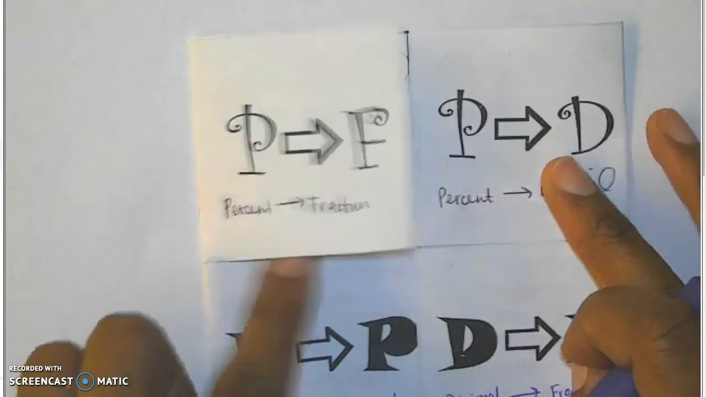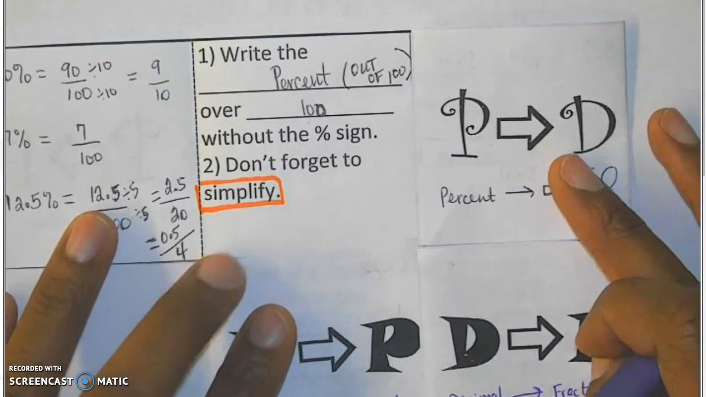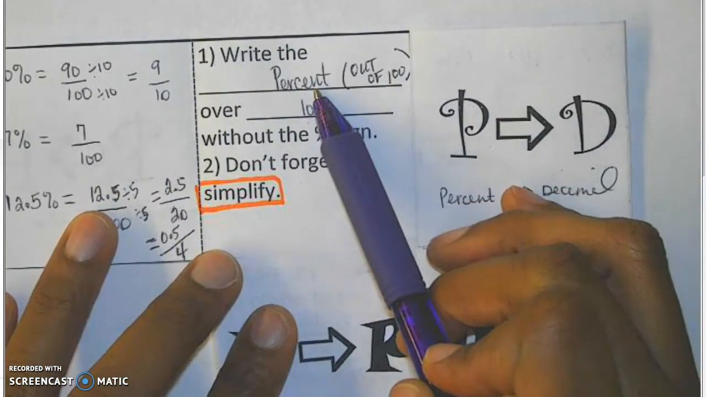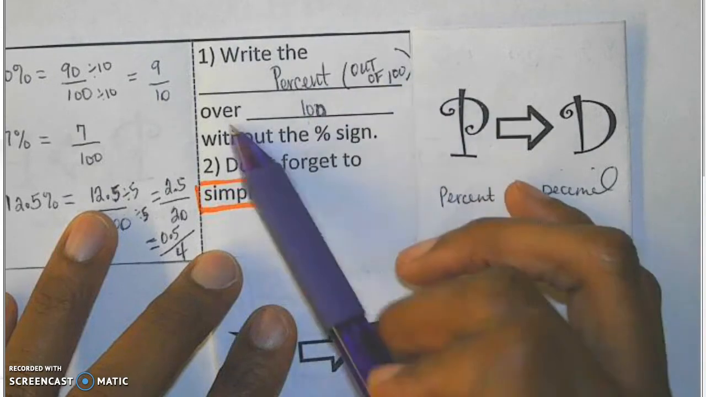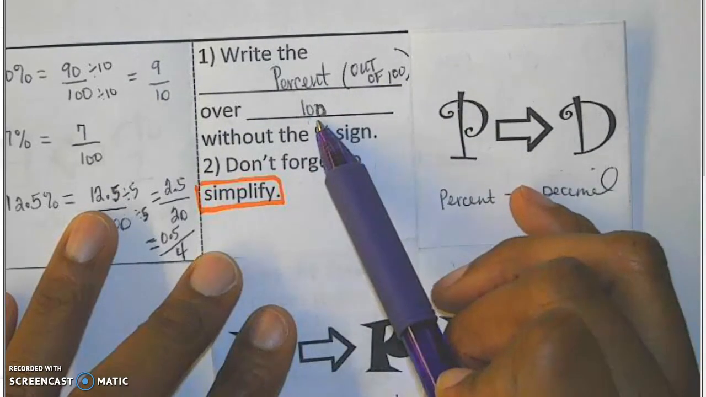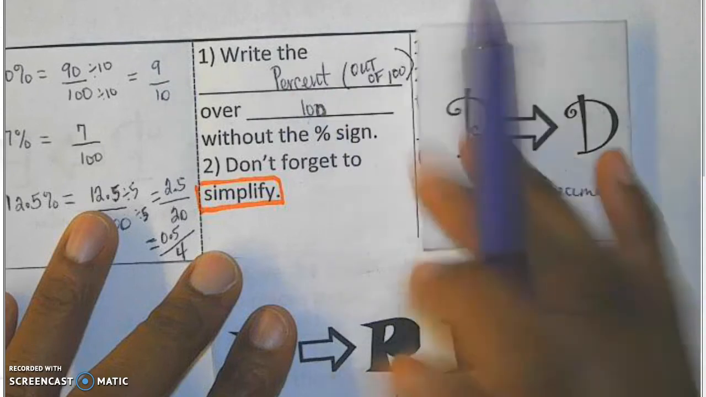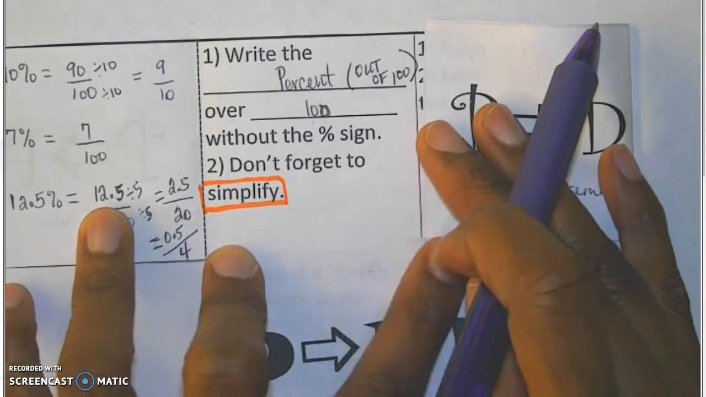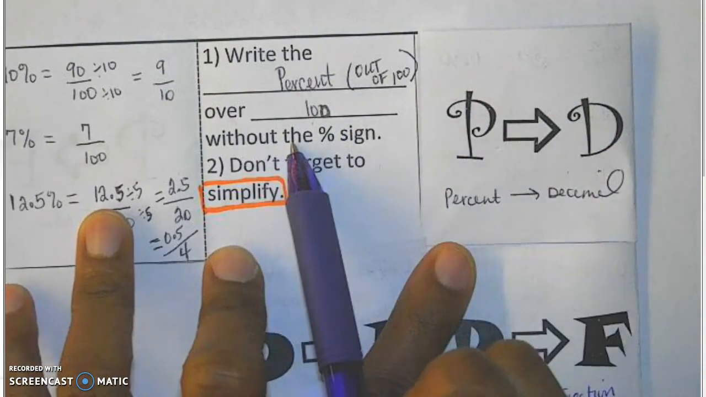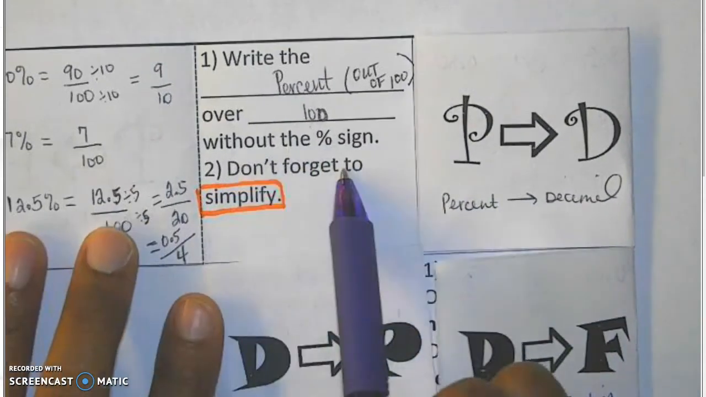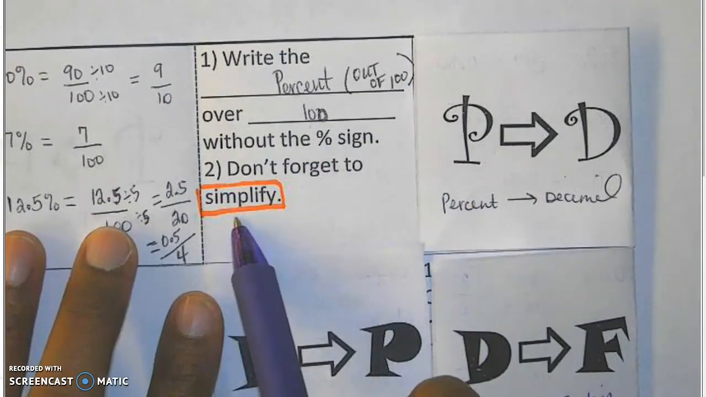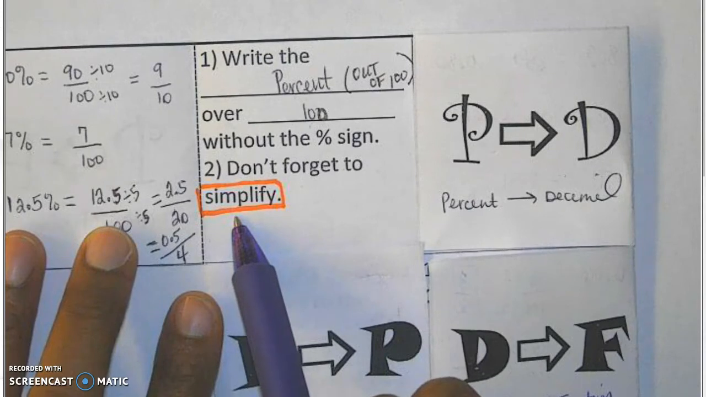Percent to a fraction. To convert a percent to a fraction, we write the percent, which is the number, over 100. Remember, percent means out of 100. Percent, out of 100. Without the percent sign, and then we don't forget to simplify. Always simplify. It is not an option. It is not a suggestion.